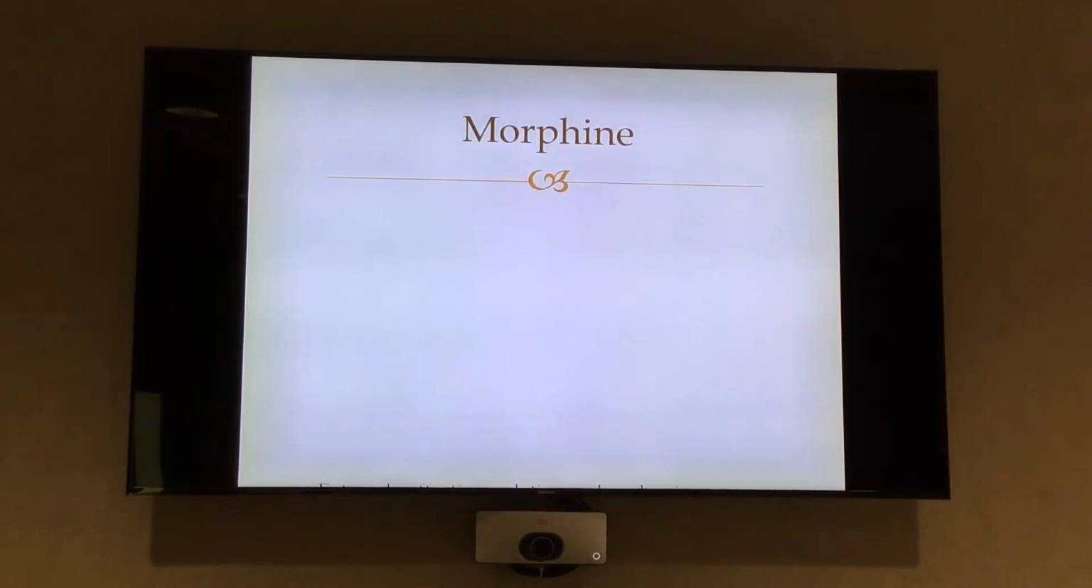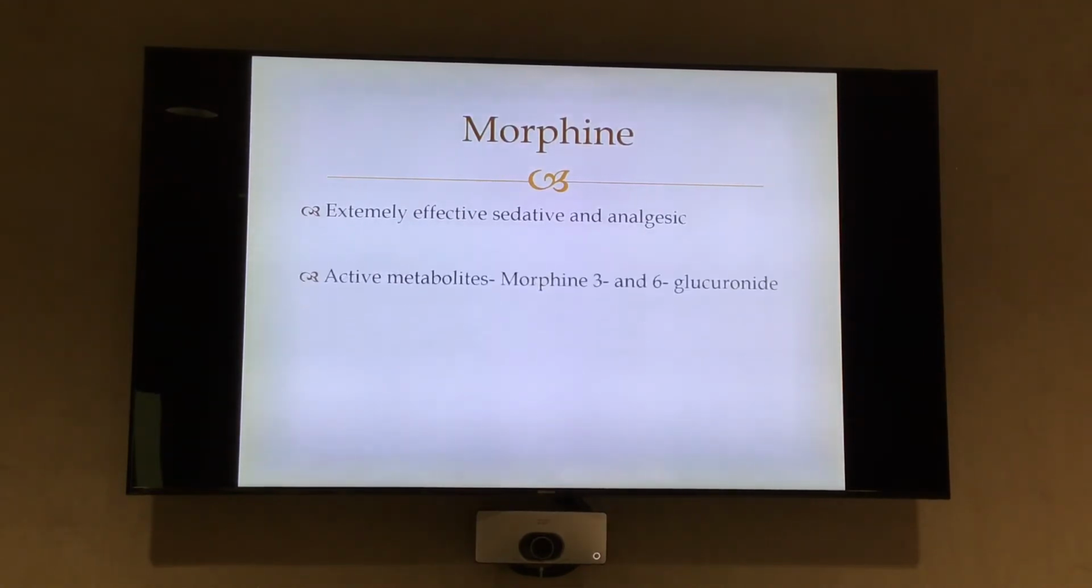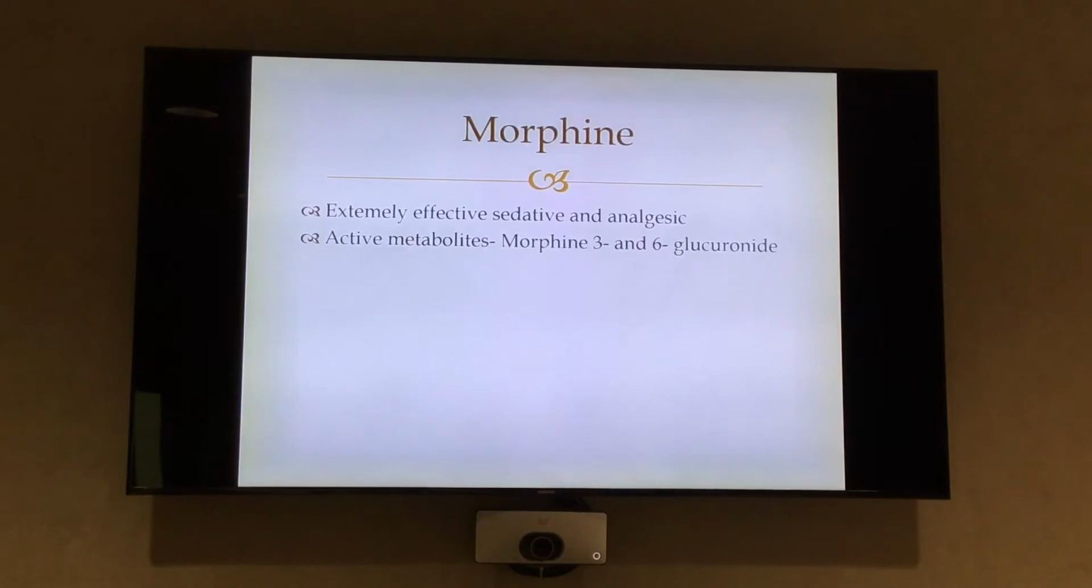Coming to morphine, it's an extremely effective sedative and analgesic. It has more potency at the mu receptor, the one that we all know, which is the most common receptor for analgesia, than fentanyl. It has active metabolites, and these have their own analgesic activity.